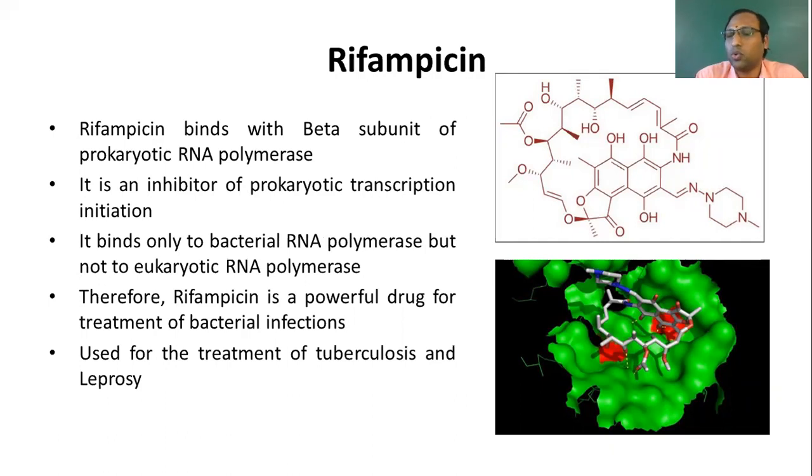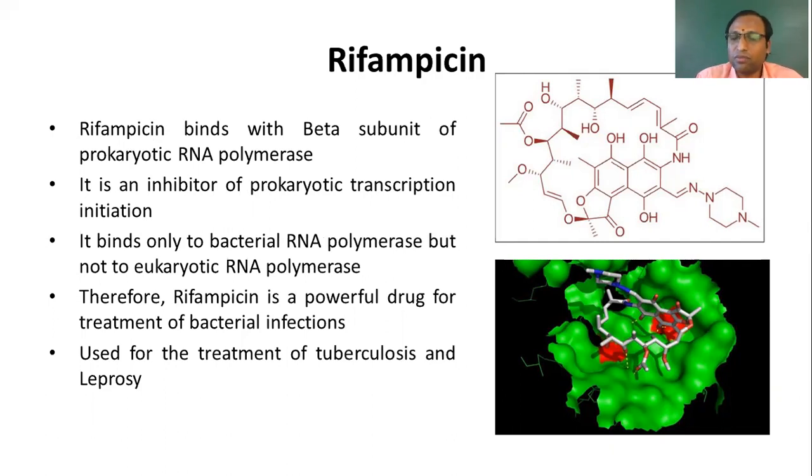So rifampicin is the means by which transcription can be inhibited, and thereby the process by which the bacteria replicate, or produce and translate proteins, will not take place. The process will be stopped, and thereby the treatment will be successful. This has to be taken by the patient for nearly a 1 year course. So rifampicin is the strongest drug for the treatment of tuberculosis and leprosy.